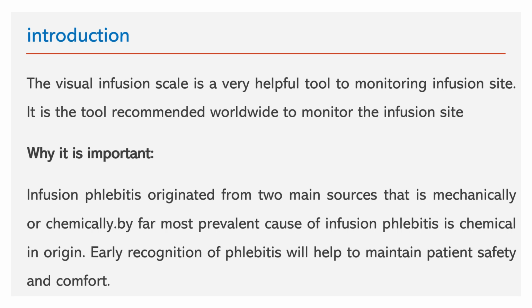Infusion phlebitis originates from two main sources. One is mechanical and the other one is chemical. It mostly occurs due to chemical causes, because of the concentrated drugs and fluids which we administer through the IV line. The mechanical cause is minimal: patient movement or accidental removal because of force applied to the IV site. Through the VIP score, we can identify the stages of phlebitis as early as possible, which helps maintain the patient's safety and comfort.